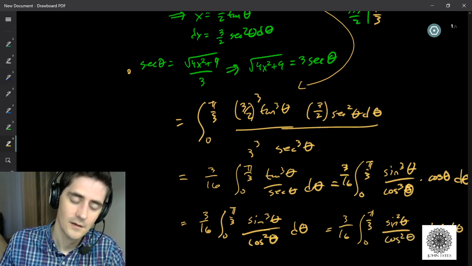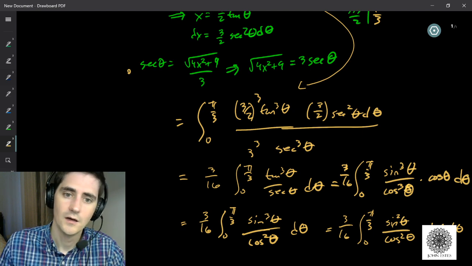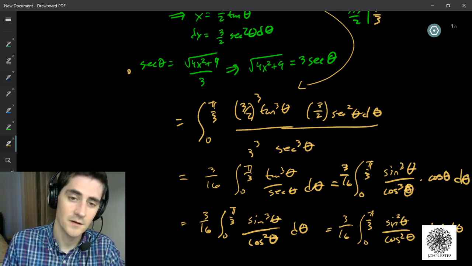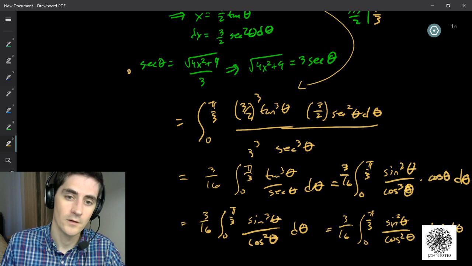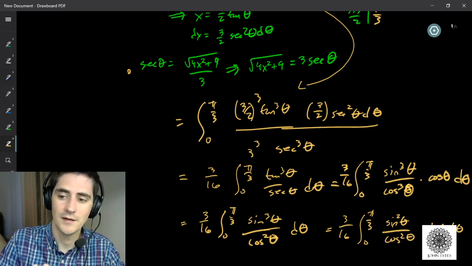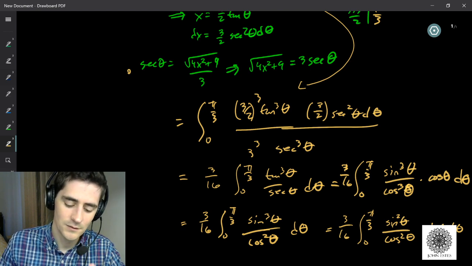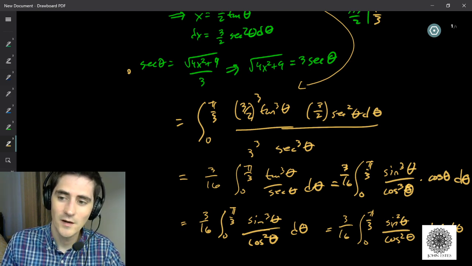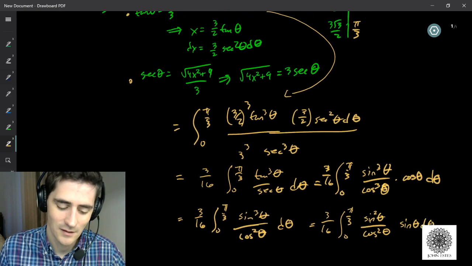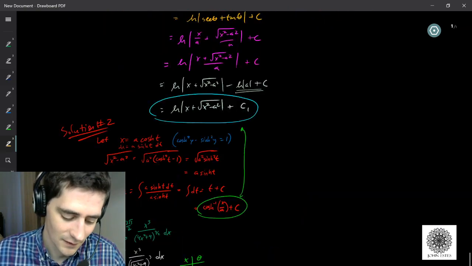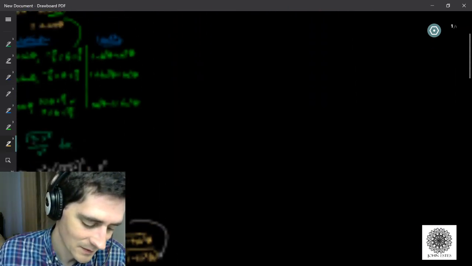And now, remember when you have these trig functions raised to powers, and one of them's odd, so sine's odd, take out one sine, and now I can use a Pythagorean identity to reduce sine squared to 1 minus cosine squared, and then I can use a U-substitution. That's what we did last time. So let's go up to the top of our notes here, and let's finish that out.